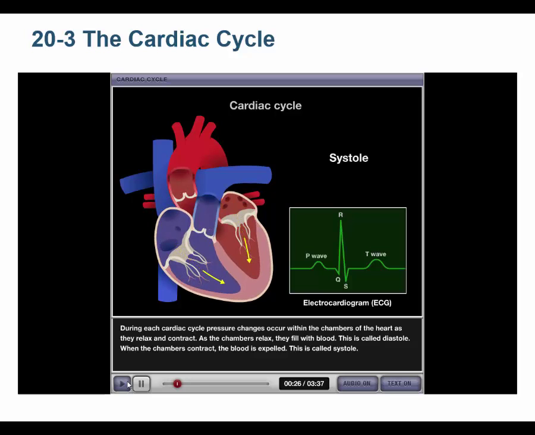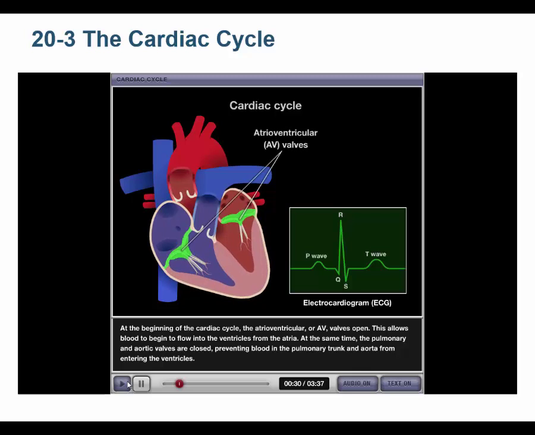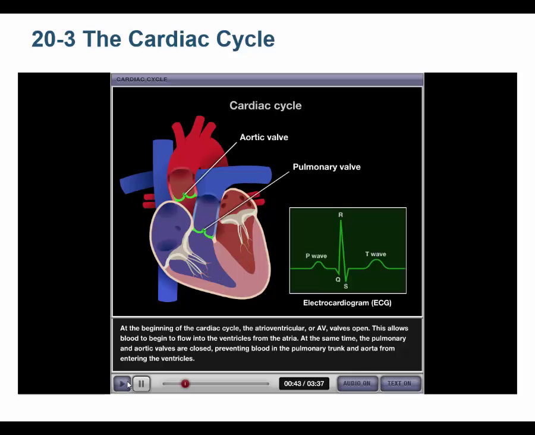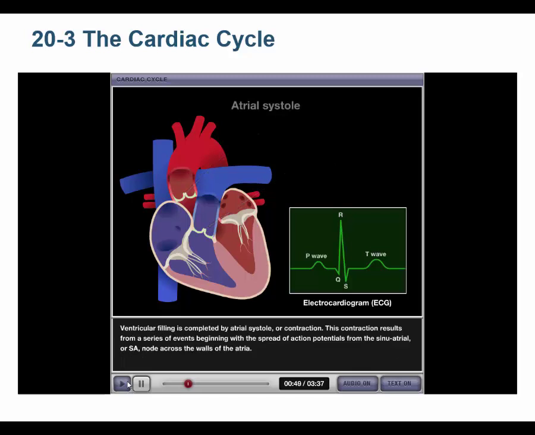This is called systole. At the beginning of the cardiac cycle, the atrioventricular or AV valves open. This allows blood to begin to flow into the ventricles from the atria. At the same time, the pulmonary and aortic valves are closed, preventing blood in the pulmonary trunk and aorta from entering the ventricles. Ventricular filling is completed by atrial systole or contraction.